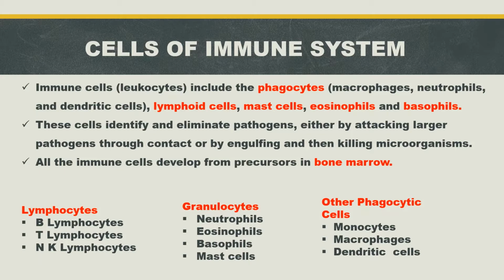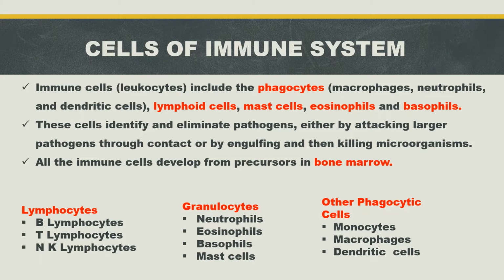So immune cells are mainly WBC or leukocytes that include the phagocytes like macrophages, neutrophils and dendritic cells, lymphoid cells or lymphocytes, mast cells, eosinophils and basophils. These cells identify and eliminate pathogens either by attacking larger pathogens through contact or by engulfing and then killing microorganisms. So different cells are eliminating pathogens by different mechanisms.